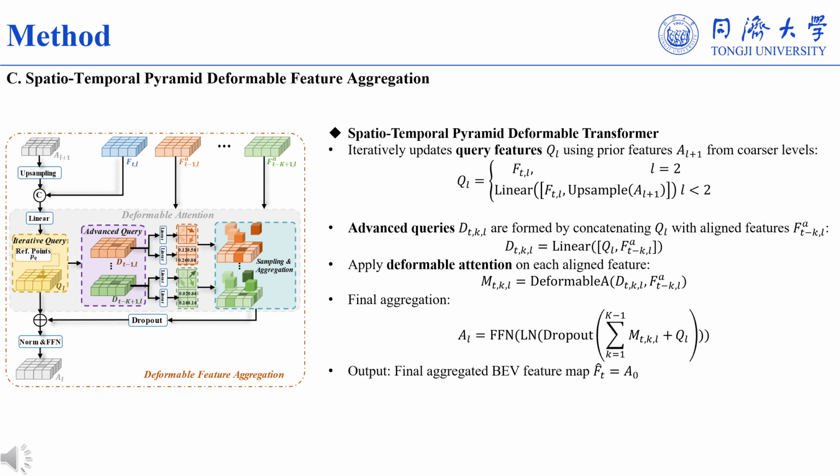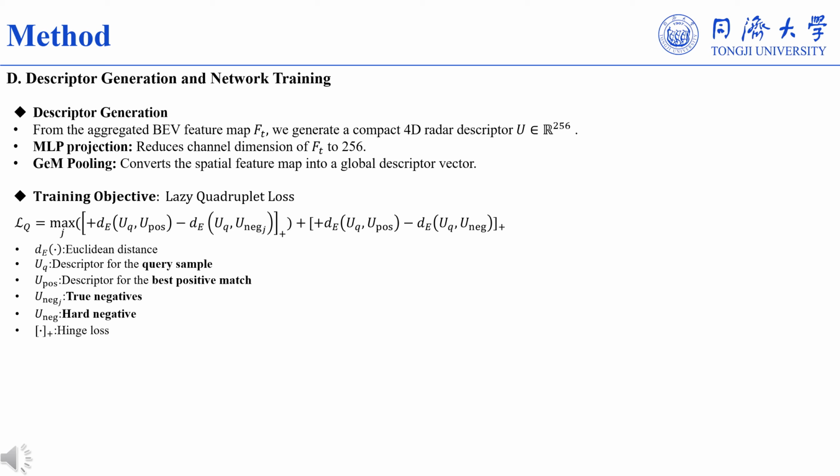Next, we present the spatio-temporal pyramid deformable transformer. At each pyramid level, the query feature is refined by combining the current frame with coarser-level context. Deformable attention then aggregates features from aligned frames using adaptive offsets and learnable masks. Finally, a feed-forward network outputs the fused BEV representation. We generate a 256-dimensional global descriptor from the aggregated BEV feature map using an MLP and GeM pooling.